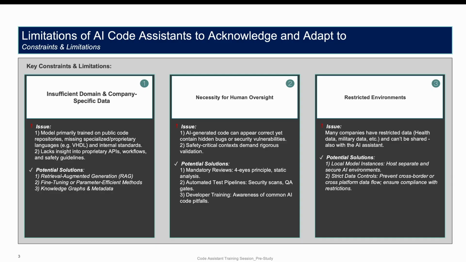So there are different ways in which this can be addressed. For example, retrieval augmented generation systems. You can also, of course, do fine-tuning or parameter-efficient methods, where it's getting a little bit more technical, and also leveraging knowledge graphs and metadata.